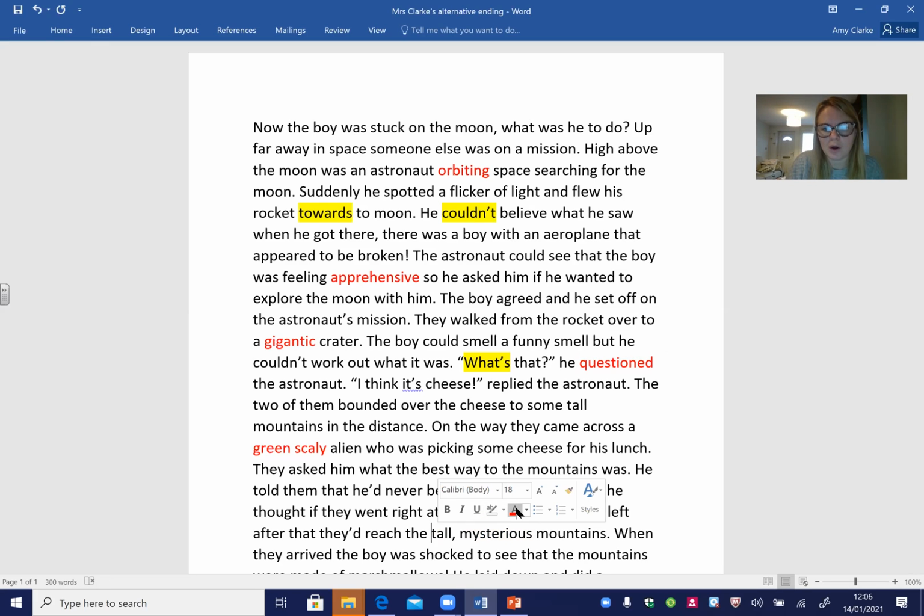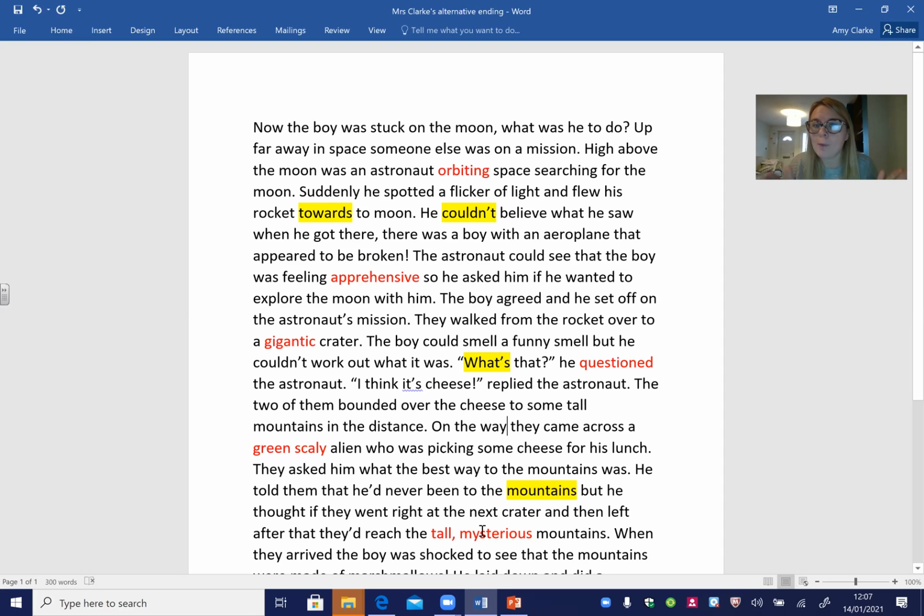So all of the words highlighted in yellow are where we changed, where I had used an apostrophe wrong. So towards was where I'd used, well, I just didn't need it there. Same with mountains, I didn't need it. And "and" didn't have one before, and now it does. And then anything in red is where I've added and changed some words to make my writing sound more exciting.